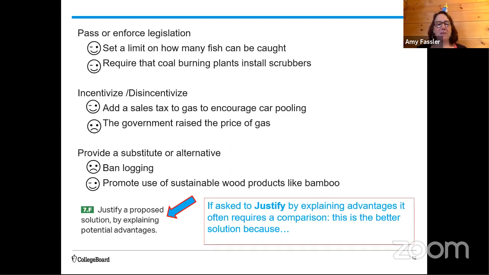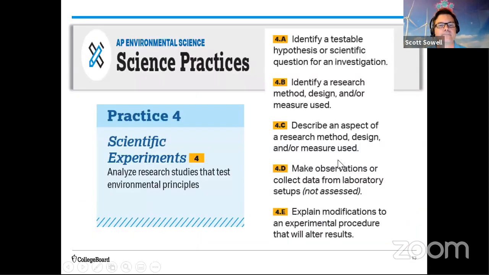And then just remember that justify. That's what's considered the most challenging part of that solution question. If I am going to justify a solution by explaining potential advantages, remember I want to do that by comparing it to why it's better than something else. It's one thing to find one solution. It's another thing to realize that there's several solutions and justify which one's better. That's a different level skill.